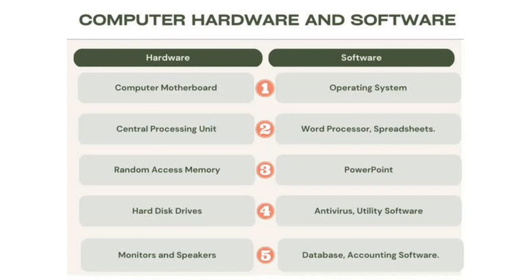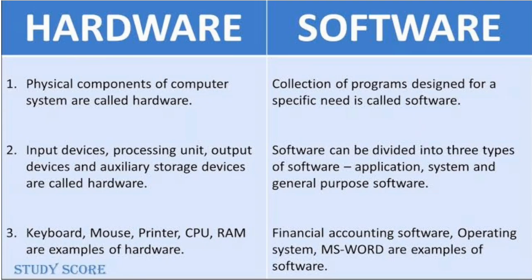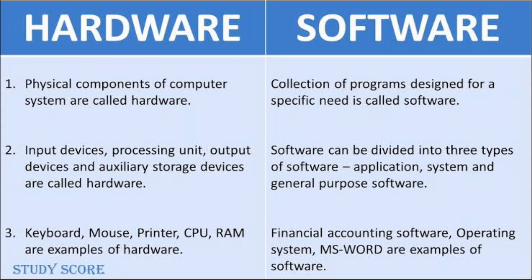Okay, so some kind of software are operating system, word processor means MS Word, PowerPoint, Excel, etc. Spreadsheets, PowerPoint, antivirus program, utility software, database, accounting software. These are all the kind of software. Okay, so here are simply the facts about hardware and software.